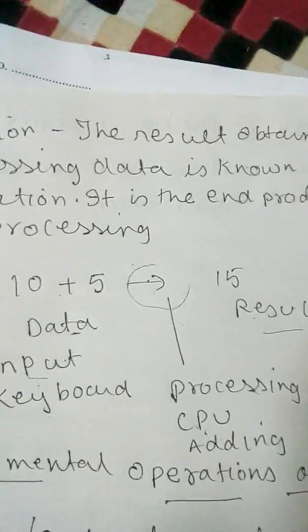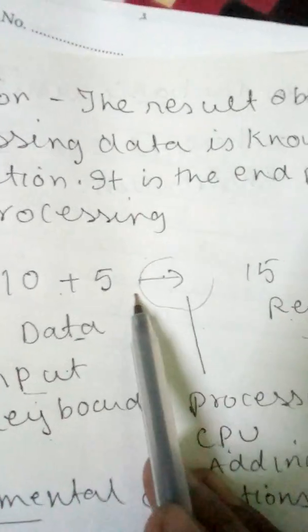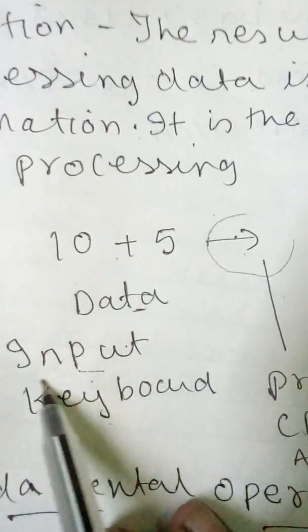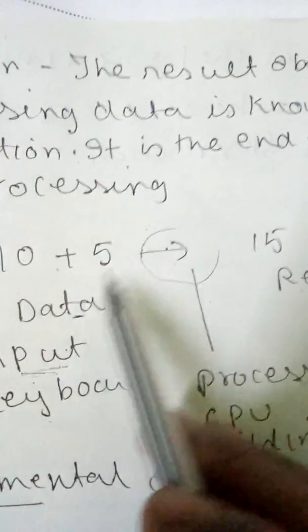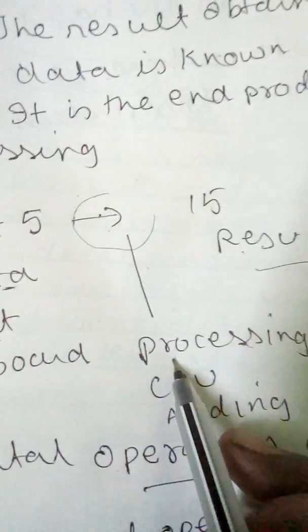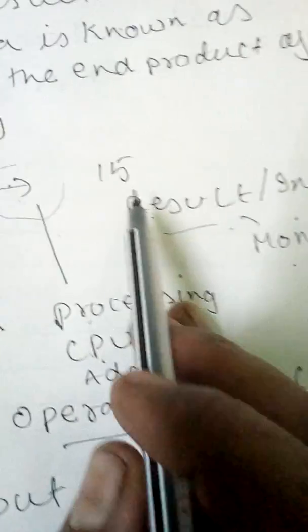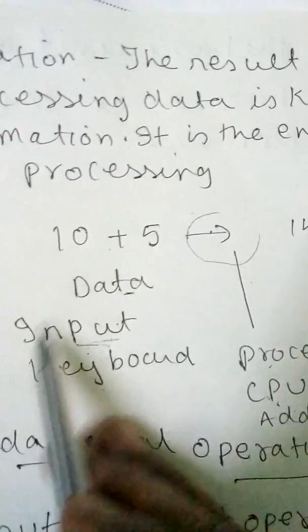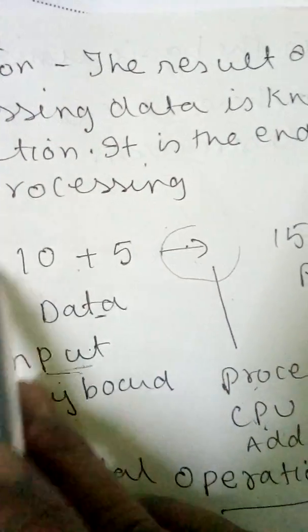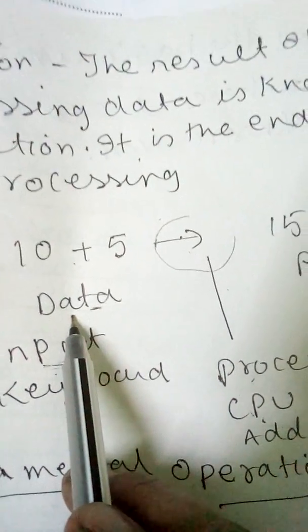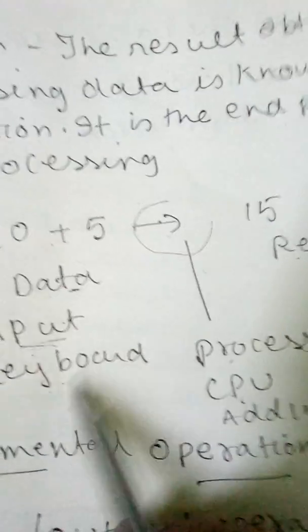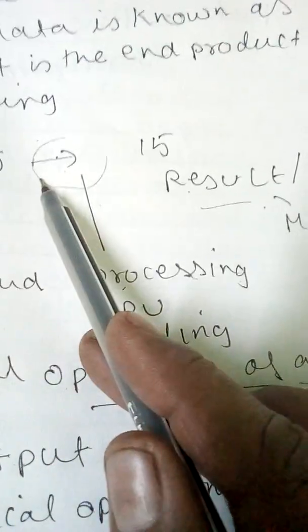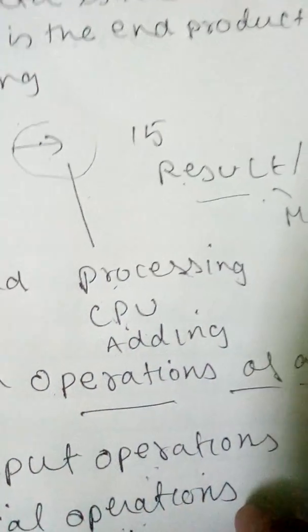For example, let us take 10 plus 5. This is the data we are giving through the keyboard. We can call it an input also. So 10 plus 5, then processing takes place, that means addition. Then 15 is the result that is displayed on the monitor. So once again I am repeating, 10 plus 5 is the data or the instructions we are giving to the computer through the keyboard. Then processing takes place in the CPU, that means addition takes place. Then 15 is the result which is displayed on the monitor.